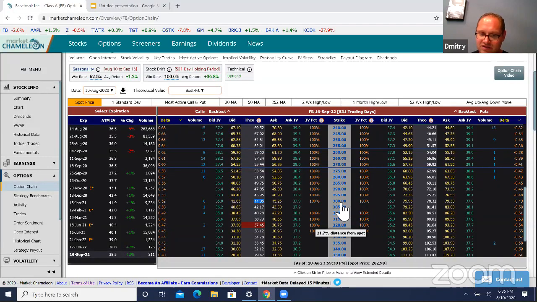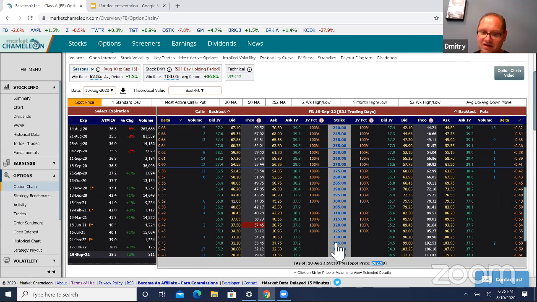So let's say I'm going up in strikes. From 262, to reach 300, that's 14.1%. To reach 320, that's 21.7%. So it's even harder. It has to climb more. 340 has to go up 29.3%. It has to climb even more.